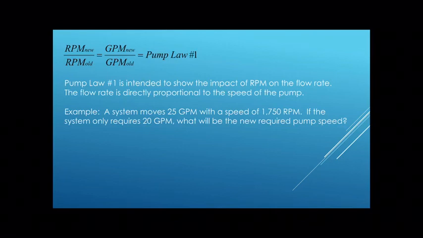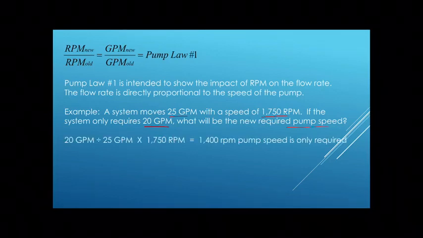All right. So let's look at an example of pump law number 1. We're going to take a system, and again, I'm going to reiterate this: this is a directly proportional relationship of the speed of the pump to flow rate. So let's take a look at this. We've got 25 gallons a minute against 1750 RPM. If the system only requires 20 gallons a minute, what can I drop the pump speed down to do this?